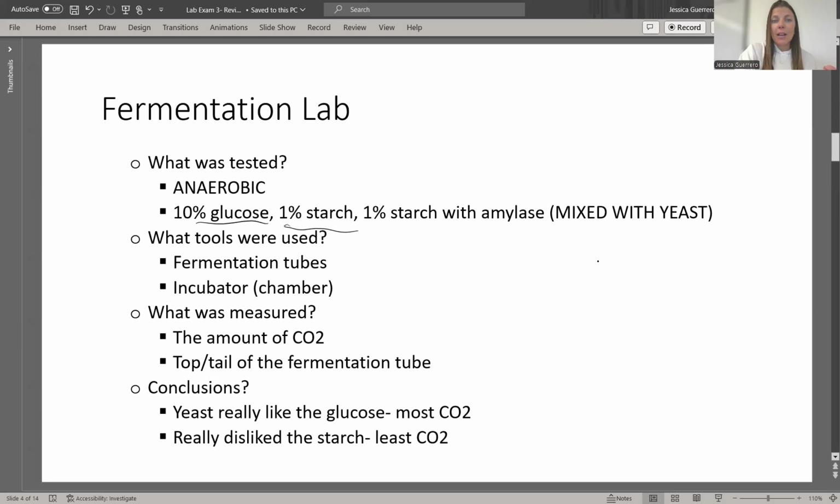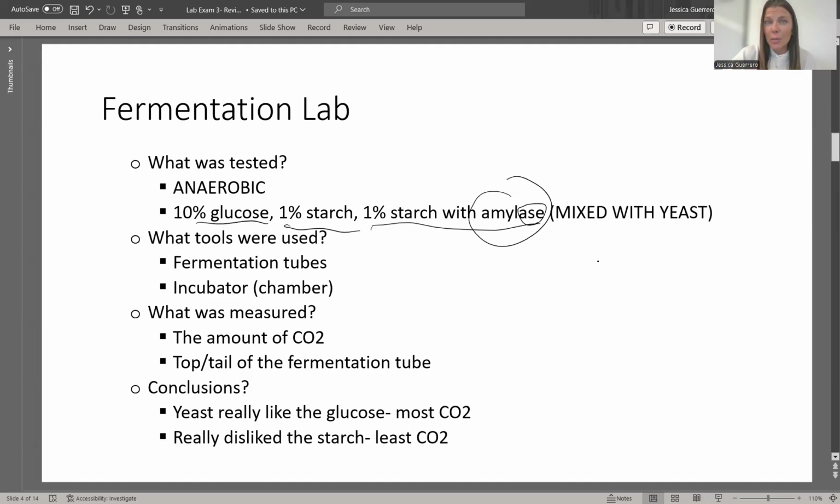Then we gave another tube of yeast. We gave it starch, which is like eating heavy breads, right? And then we gave a tube starch with amylase. Starch, again, is heavy, like a large carbohydrate. And we put it with amylase. Amylase is an enzyme, and we know that because it ends in ASE, and enzymes are proteins that speed up reactions. So amylase breaks down starch.